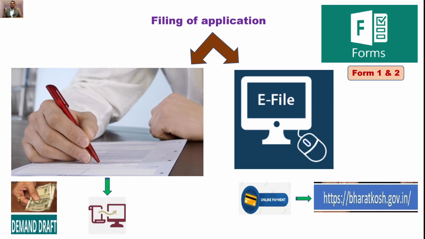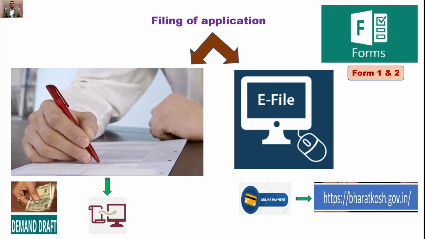Anyway, we will discuss in detail what form 1 and 2 consist of, and what form 3 and 5 consist of, in a separate video where we'll take up each and every step and discuss it in detail. So as of now, the first step consists of e-filing or paper filing. E-filing is highly encouraged, and it is guided through a software system.